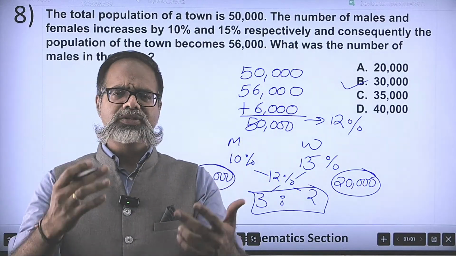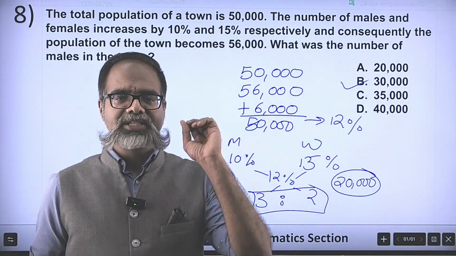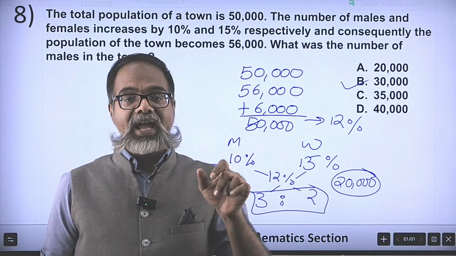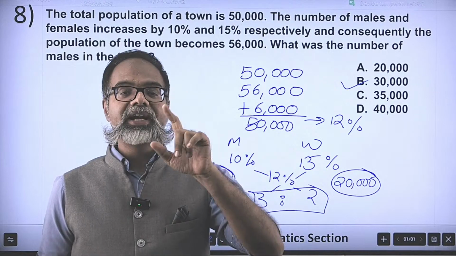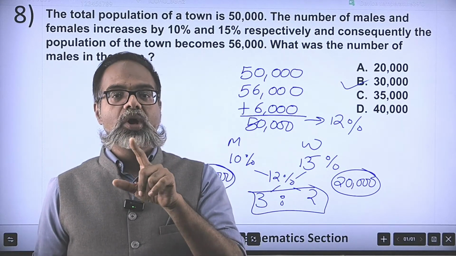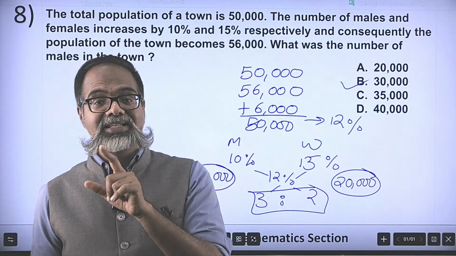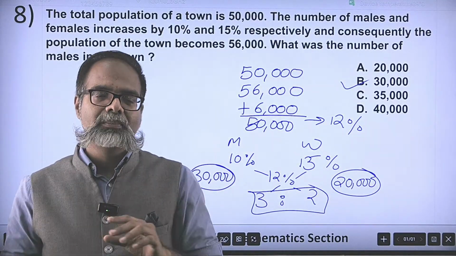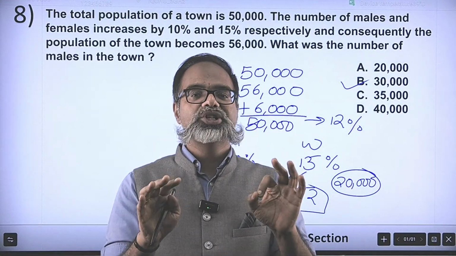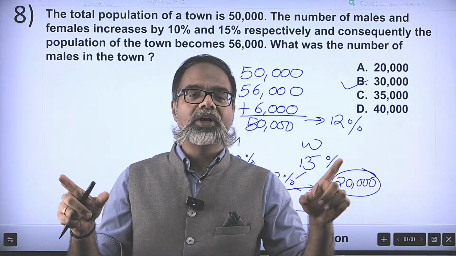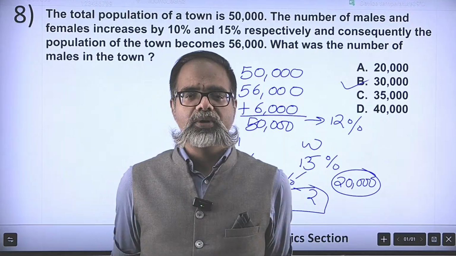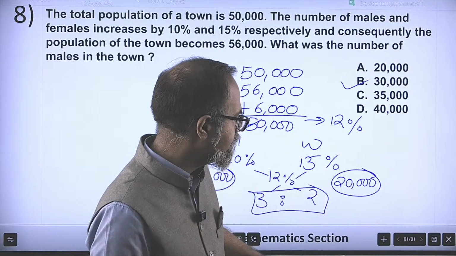You can of course form a linear equation, right? You can say X is the number of men. So 50,000 minus X is women. So X into 110 upon 100 plus 50,000 minus X into 115 upon 100 is equal to 56,000. But then a linear equation with too many zeros has to be solved. The alligation method, or finding out the ratio of the two quantities that combined make an average, is absolutely easy. So 8th question, wonderful question, done.